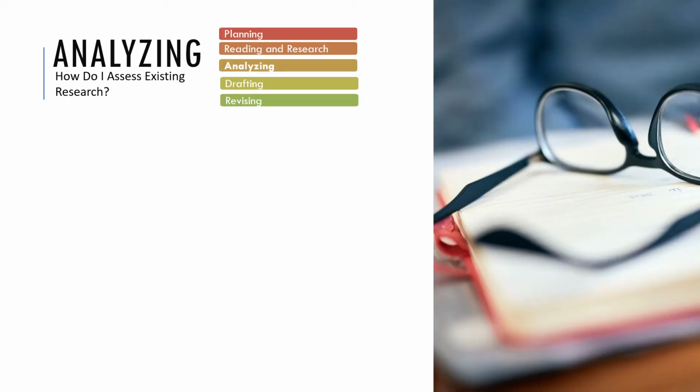Now, analyzing, the third stage in the literature review, after we have planned and collected sources and read them, we will need to do the analysis here. The analysis basically answers the question: how do I assess existing research? This is the most important part, and most of the literature I've seen fails in this part, because I call it one paragraph per reference. They will tell you reference 1 did this, then another paragraph, reference 2 did this.